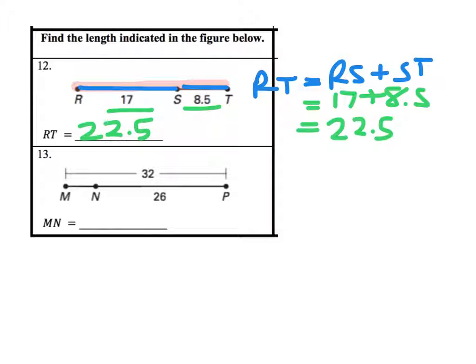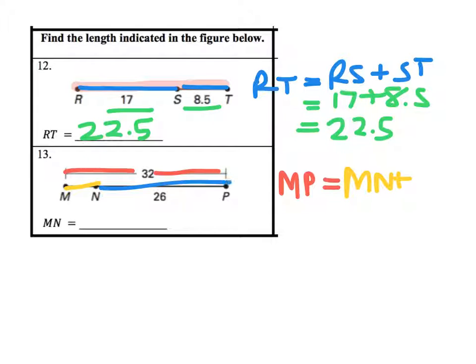For the next one, we're doing the same thing backwards. I know the whole thing is MP, and that's the same as MN, this little part, plus NP, that part there. Now they tell me MP is 32. That's the same as MN plus NP, which is 26.